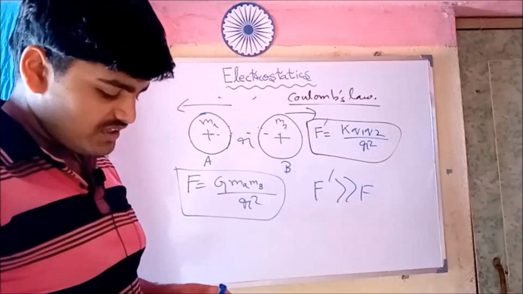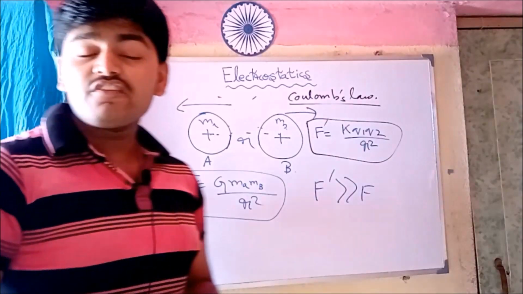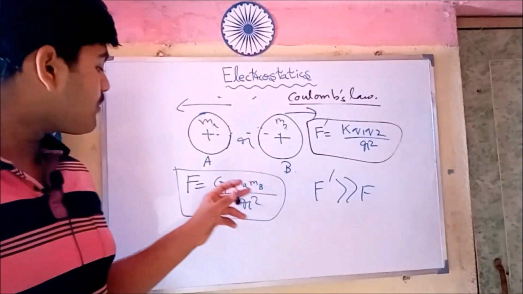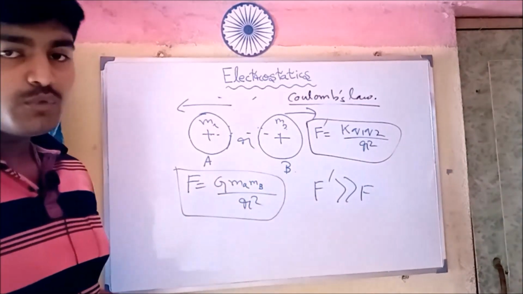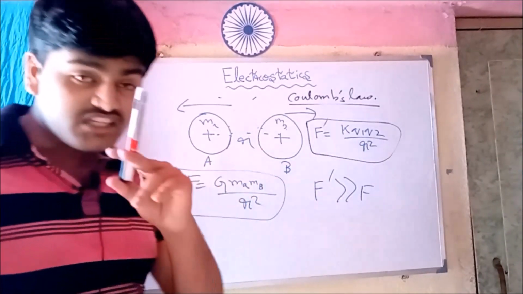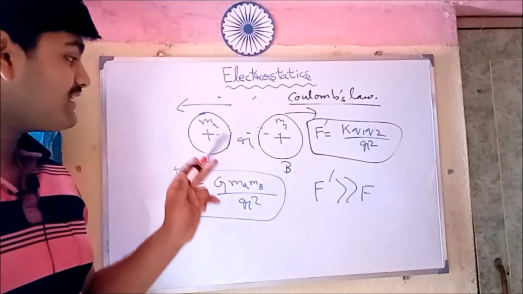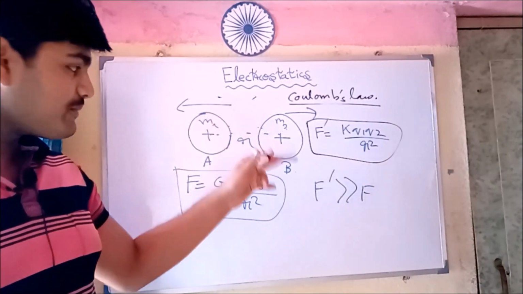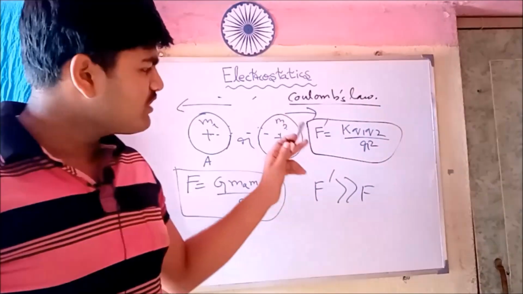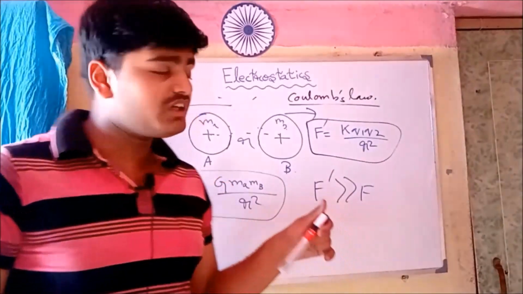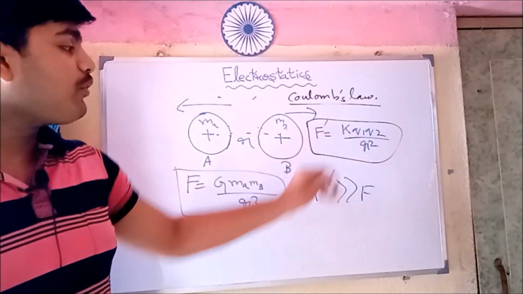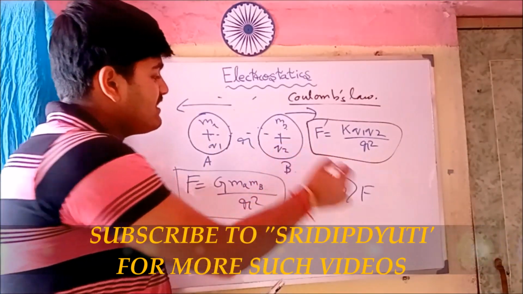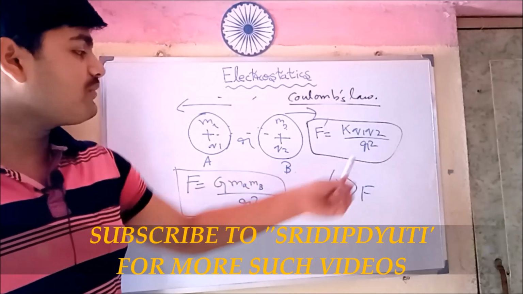Now what does Coulomb's law mean? Coulomb's law is very similar to the gravitational law of Isaac Newton. That is, force on a body is directly proportional to the product of the charges. Here Coulomb's law states that the force exerted by a body on another body is directly proportional to the product of the charges of the bodies and is inversely proportional to the square of the distance between them.